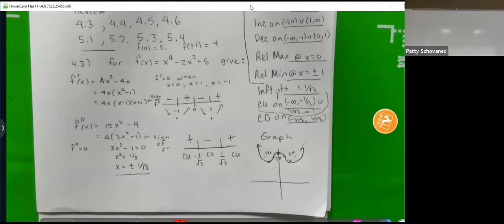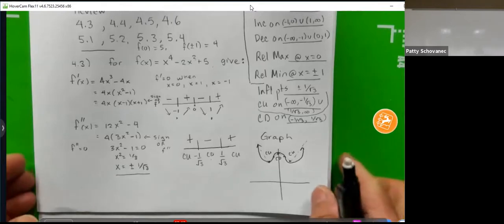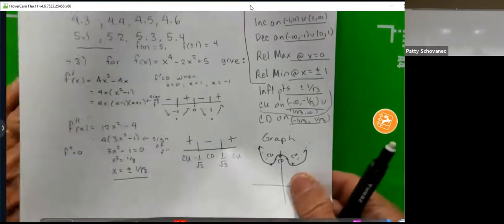In section 4.4, we did some asymptotes and some limits. So let's look at some stuff from section 4.4. First, let's look at some limits.